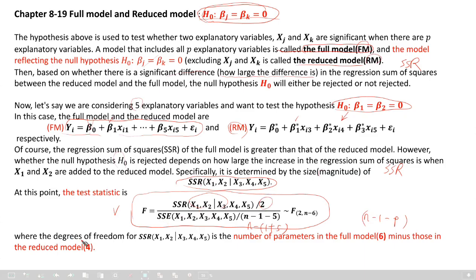What about the degrees of freedom of SSR of x1, x2 given x3, x4, x5? It is the number of parameters in the full model, how many? 6. There are 6 parameters, minus the number of parameters in the reduced model. How many? 1, 2, 3, 4. So 6 minus 4 is the degrees of freedom. Remember this. No problem? All right, let's see an example.